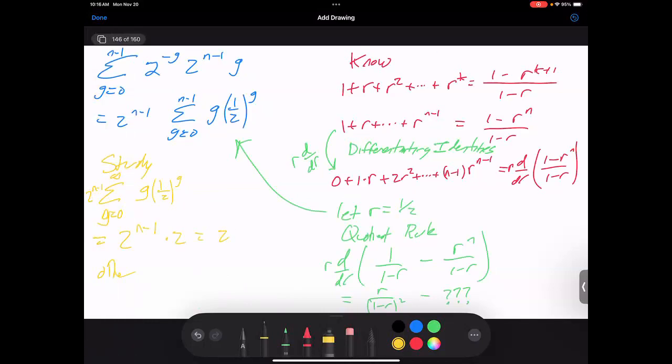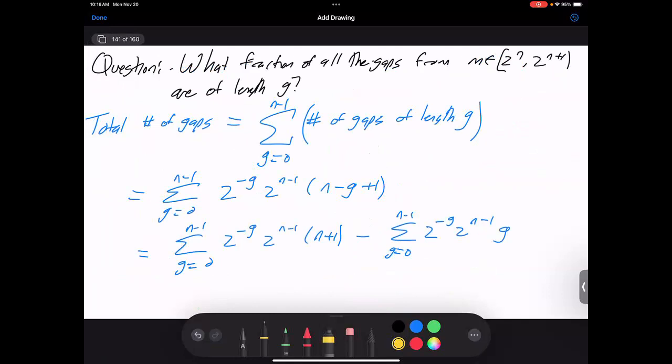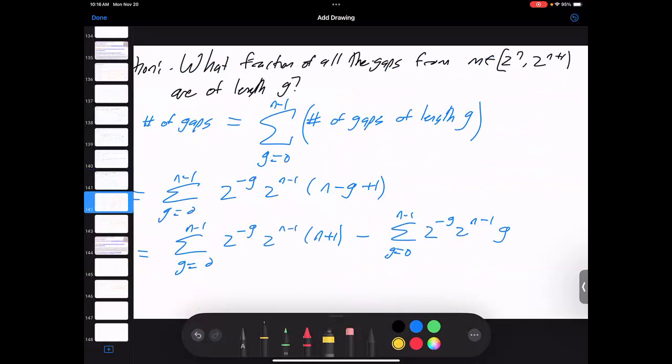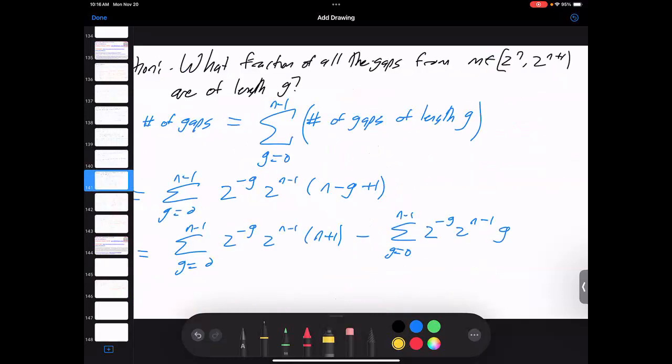And this, of course, is just 2 to the n. The other was, I think, 2 to the n times n plus 1. And so if we looked at what we had to do, we needed the difference of the two sums. Okay, the first sum is 2 to the n times n plus 1 if n is large. The second sum is 2 to the n.